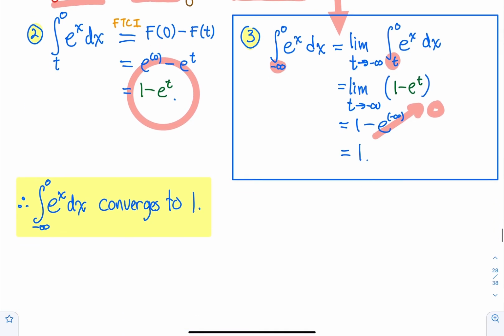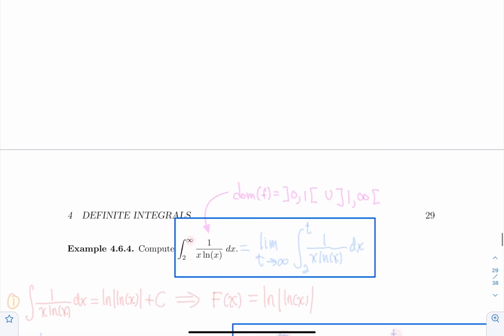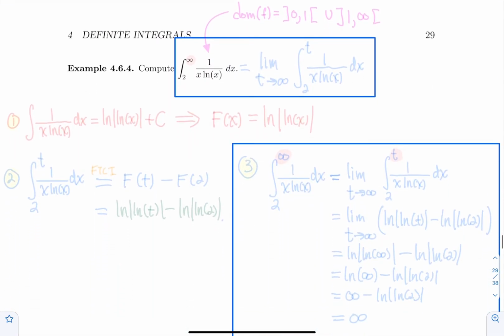Next example, let's compute the integral from 2 to infinity of 1 over x ln x dx. As usual, from now on, every time you're computing an integral with bounds, you need to compute the domain of your function. In this case, because of the logarithmic term, x needs to be strictly positive, and because ln x is in the denominator and ln of 1 is 0, we need to kick 1 out from the domain. So the domain of this function will be everything strictly bigger than 0, but we're going to exclude 1.